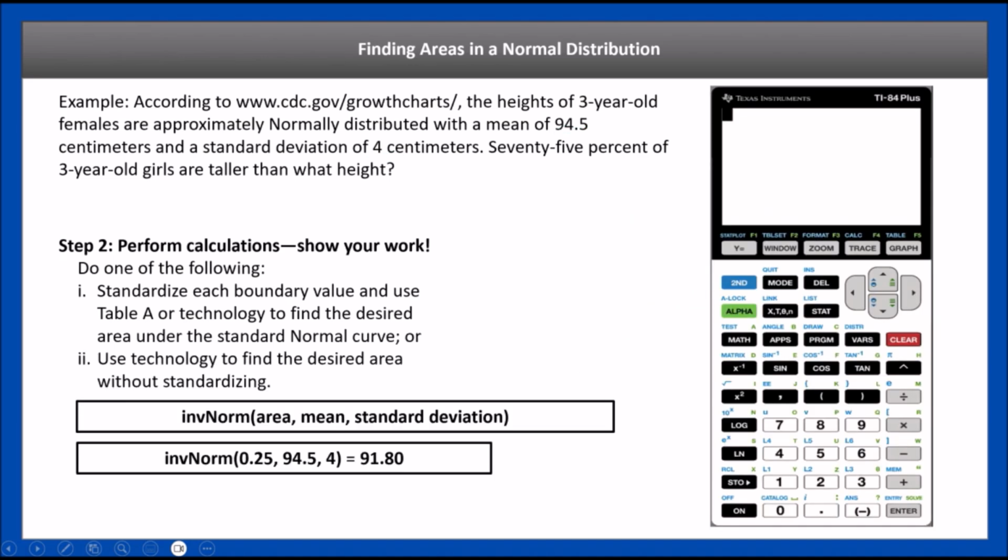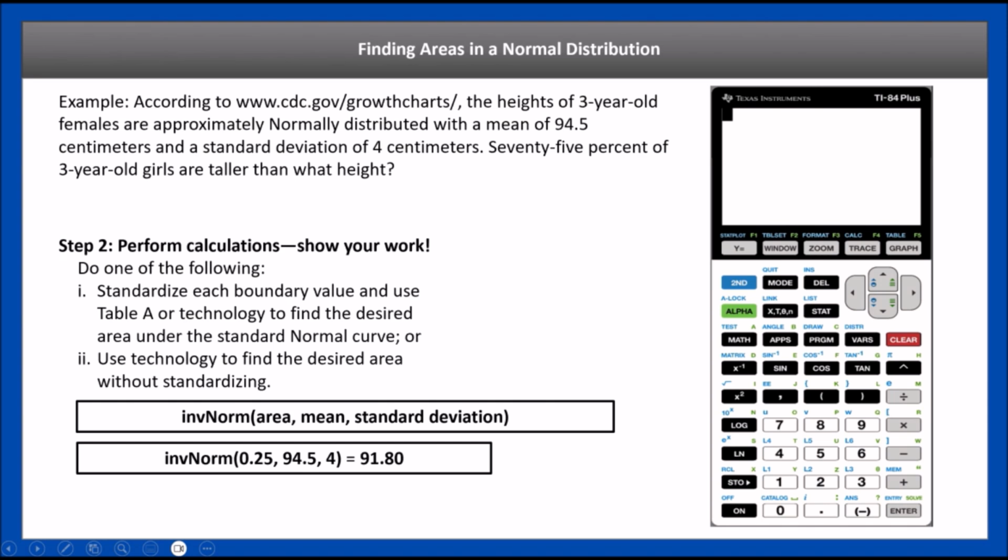Let's interpret this in context, of course, but first let's show you how to do this using the calculator. We've shown you how to use the inverse norm function to get the z-score, and then solve for x in the z-score equation to get an answer, right? How can we get to the 91.8 directly on the calculator? Well, you provide the same area of 0.25, but this time instead of the 0 and 1, you provide the mean and the standard deviation. We know that from the problem. And then you get 91.8 directly.